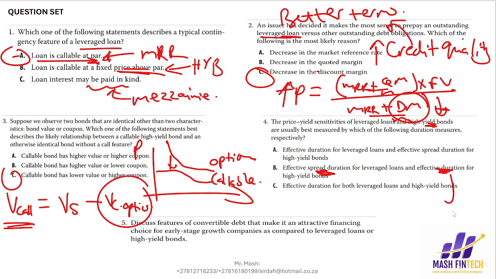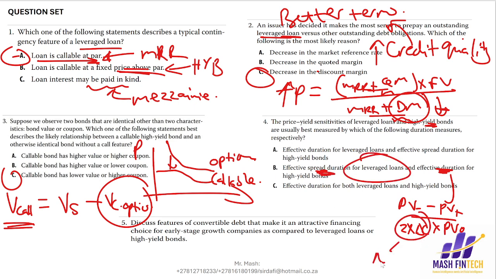The effective duration is when you get these changes in the price, in the value, upside and downside, over 2 times the change in the yield, right, times the original one. But in this instance, for leveraged loans, instead of using change in the curve, we use the change in the spread.